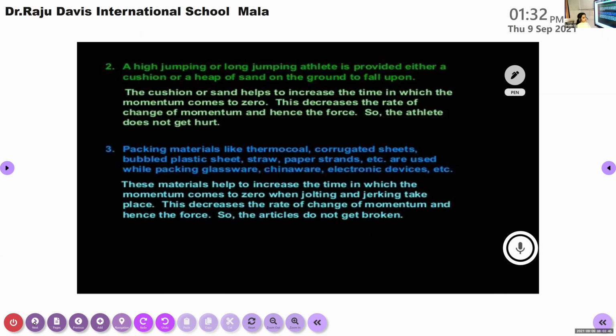Study one or two applications of each law. Here we discuss mainly three laws: Newton's first law of motion, Newton's second law of motion, and Newton's third law of motion. Study the explanations and applications of any two applications and explanation of each law.